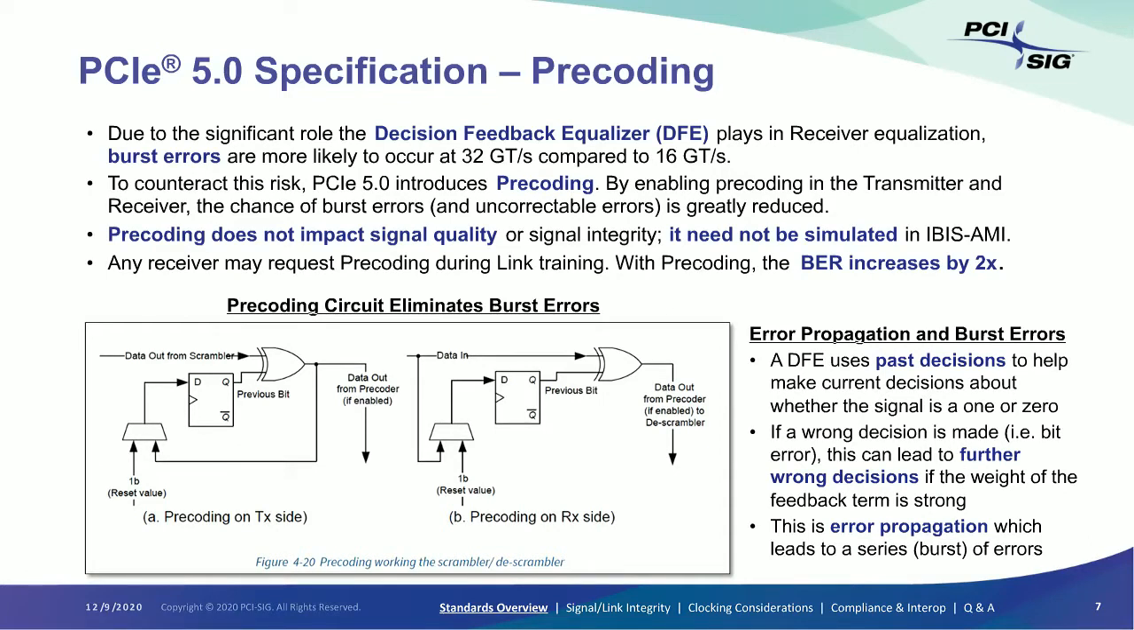And one final note on this concept of precoding: while it does eliminate burst errors, which can cause significant problems, it does have the side effect of increasing your baseline bit error rate by a factor of 2. And that just has to do with how the circuit works, or how the mathematical operation works, where a single bit error gets converted, or I should say a burst error gets converted into an entry error and an exit error.